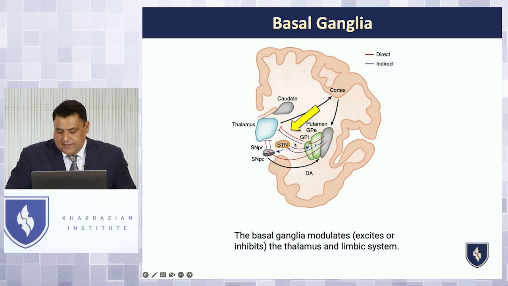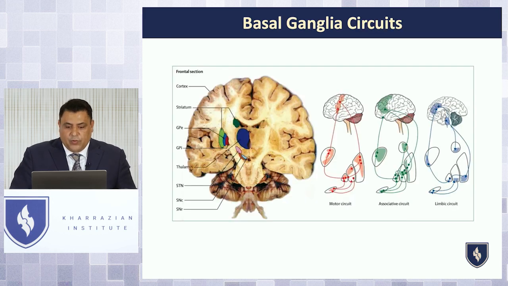And the basal ganglia activates and inhibits, or put it differently, modulates, because it does both, motor circuits, associative circuits with sensory, auditory, cognitive thoughts, and then limbic circuits, which is emotions, mainly the amygdala pathway.